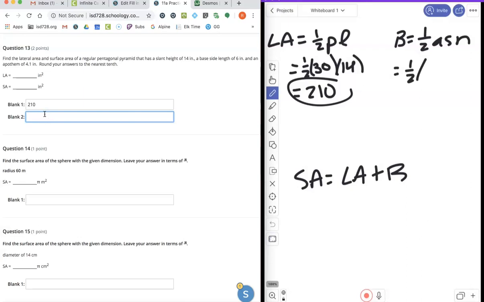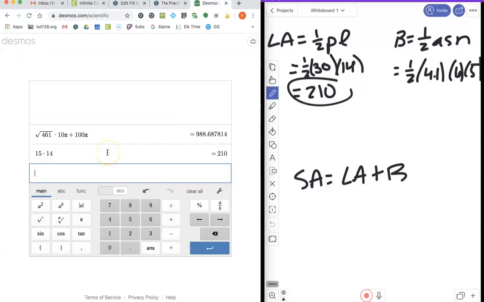Did they tell us the apothem? Yes, they did, 4.1. Side length of 6, number of sides, 5. So we're going to take 1/2 times 30 again, that's 15, times 4.1, which is 61.5.